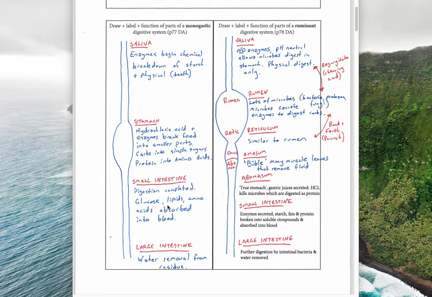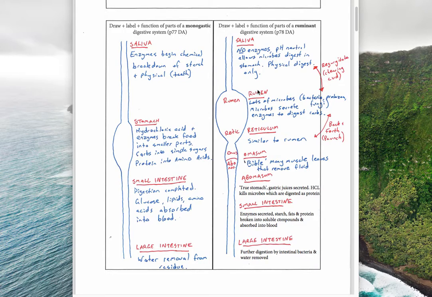The glucose, lipids, and amino acids are just absorbed into the blood, and then the large intestine just removes water from the residue, and it's quite straightforward. And so the monogastric system doesn't actually require as much energy to keep it running. It doesn't produce as much heat waste because it's just not a super complex procedure compared to the ruminant.